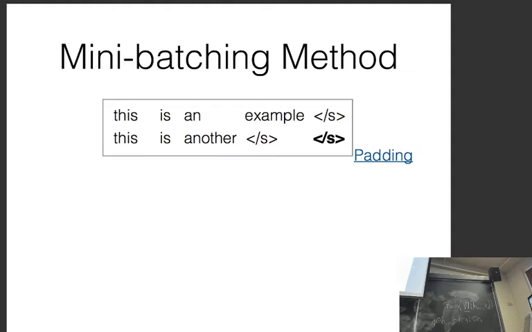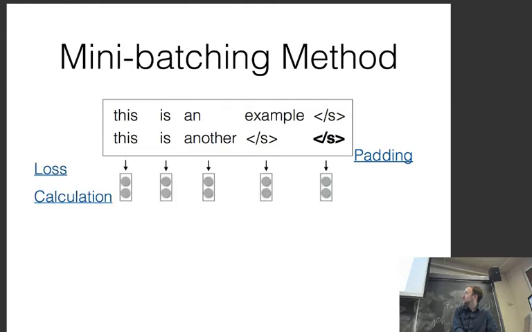We can do "is" and "is" at the same time. We can do "an" and "another" at the same time. We can do "example" and the end of sentence symbol at the same time. So basically, we step over the first word of the sentence, the second word, the third word, et cetera. Based on that, we then calculate our loss function. This can also be done in batched operations.